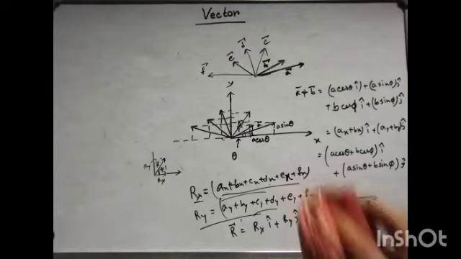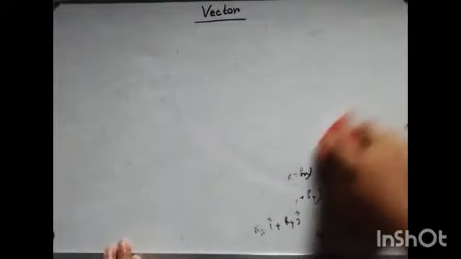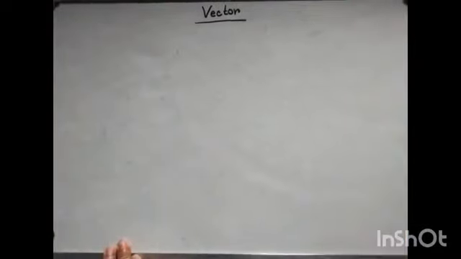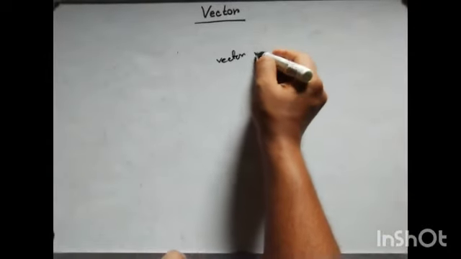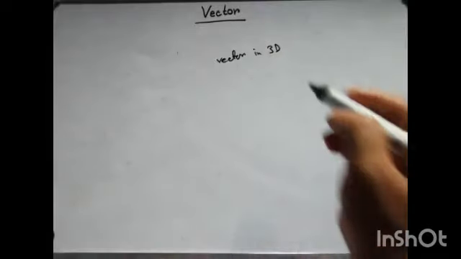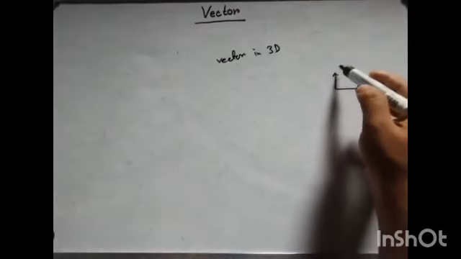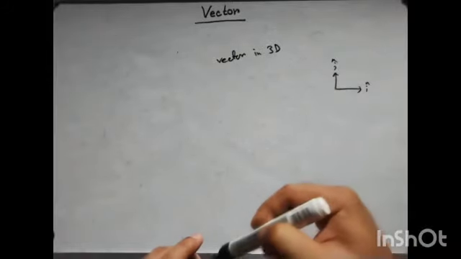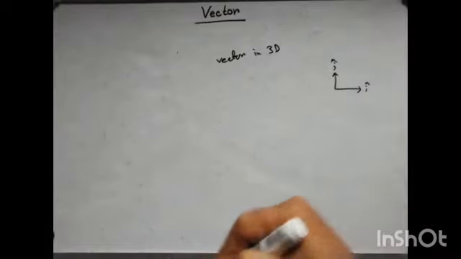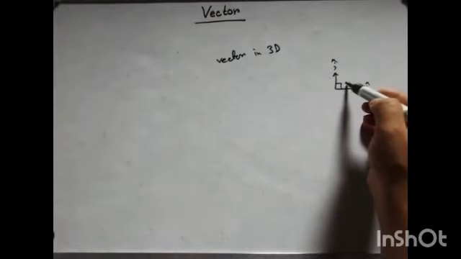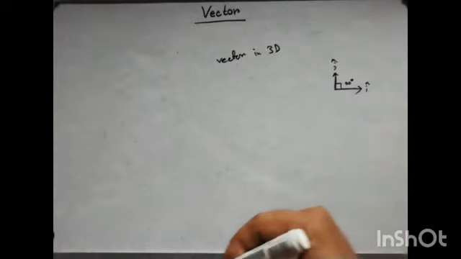Okay, now what will be a vector in 3D? Vector in 3D. In 2 dimensions we have seen only i cap and j cap, that is x-axis and y-axis, but in 3D we'll see another axis, and these are always 90 degrees with each other. That's why these are called rectangular coordinates.